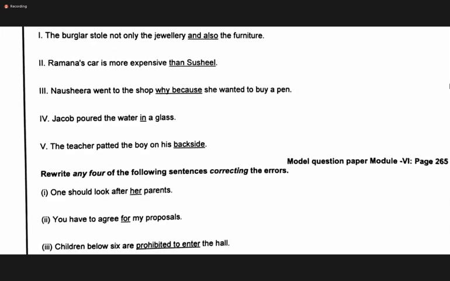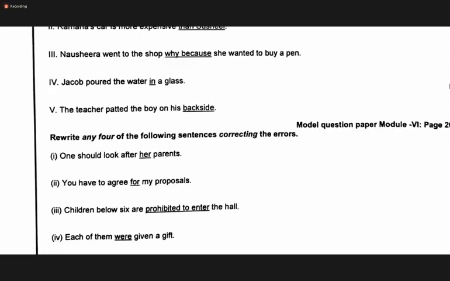Next, the teacher patted the boy on his backside. Omit side. Only on his back, not backside.